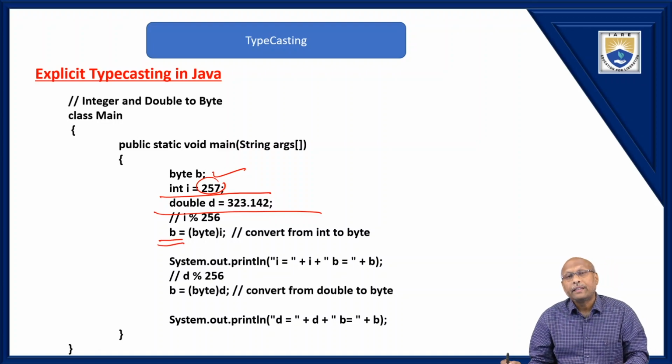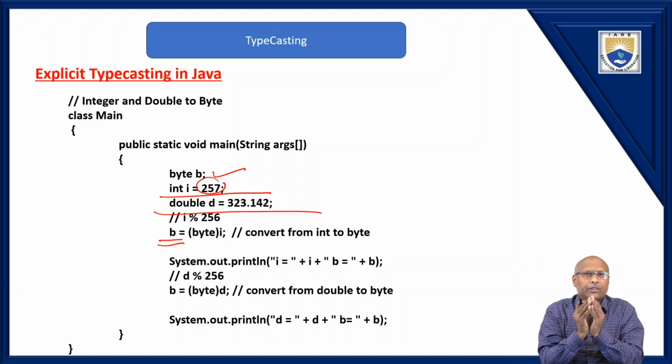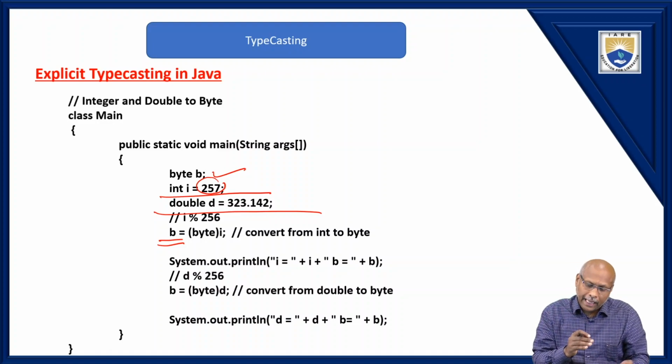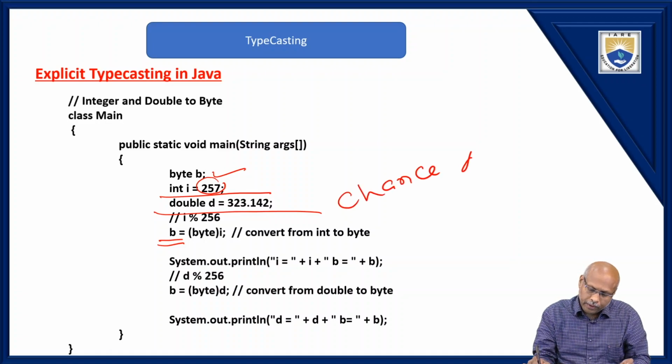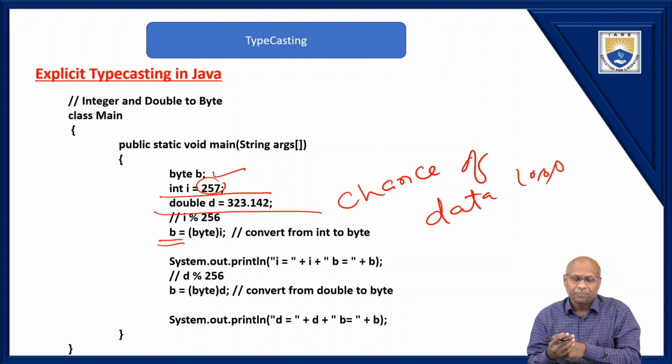Integer variable to byte. Actually, byte requires 1 byte of memory, whereas integer requires 4 bytes. Now you are converting integer to byte. That means 4 bytes of data you are storing in 1 byte. So there is a chance of data loss also. So while doing explicit typecasting, there is a chance of data loss, because you are converting from higher to lower.